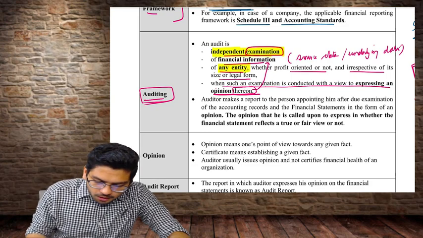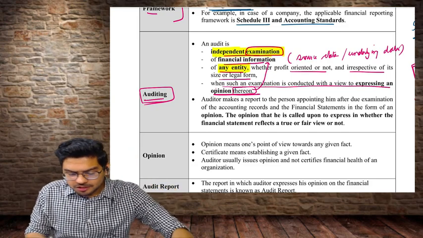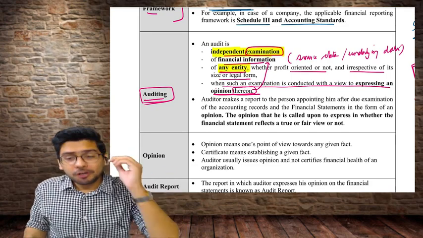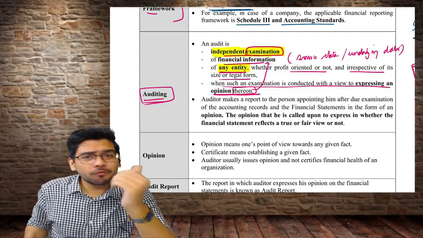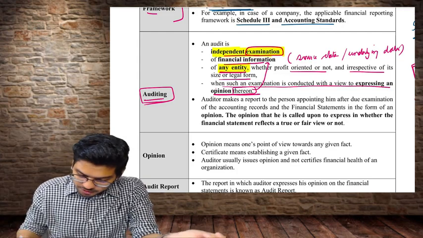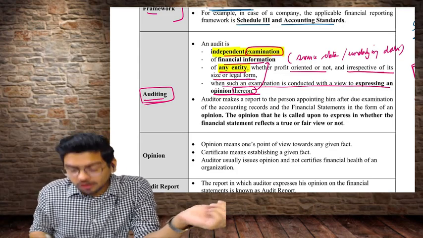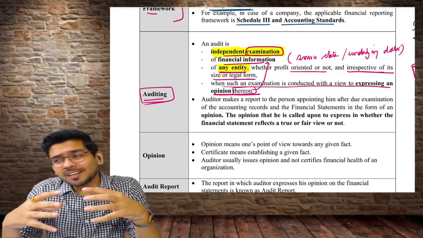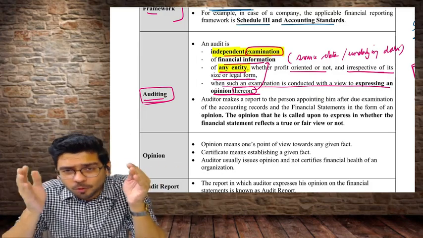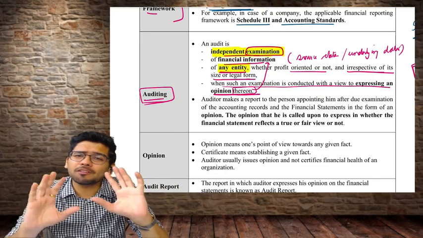So audit is an independent examination of financial information of any entity, whether profit oriented or not. Their intention might not be to earn profits. It can be an NPO, a not for profit organization, and irrespective of its size or legal form. Size as in it can be a very large company, it can be a very small company also. Audit can be done for any entity.